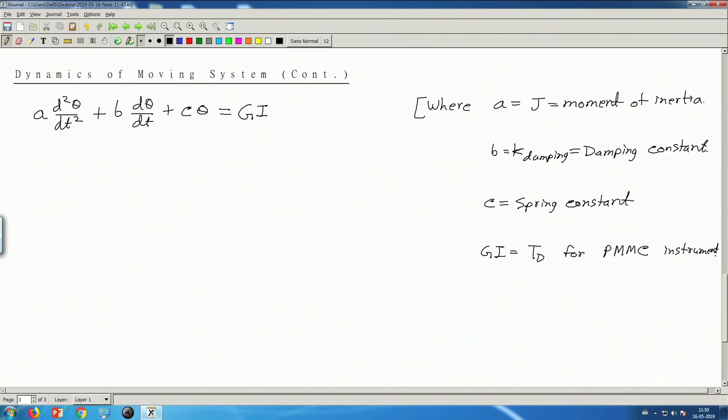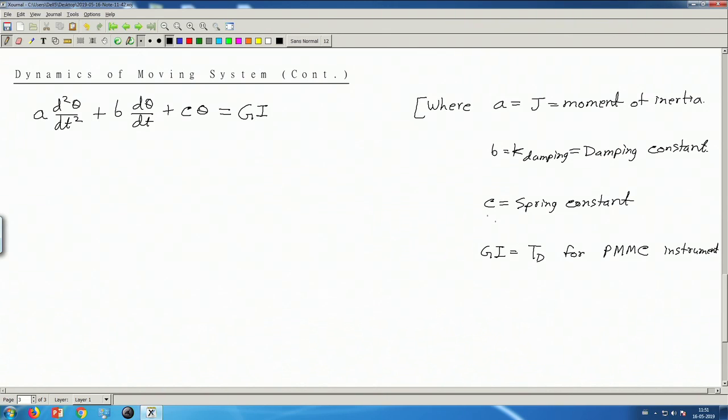We can consider any other instrument, with similar modifications. For example, if we take a moving iron or an electrodynamic instrument, we have to make this I square, and similar modifications can be done, but the basic idea will remain the same. The basic idea is that this is the inertia times the angular acceleration, and this should be the same as the sum of all three types of torques: damping torque, spring torque and the deflecting torque.